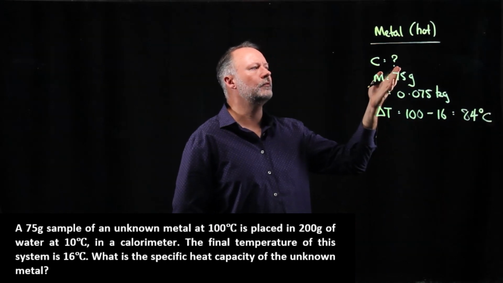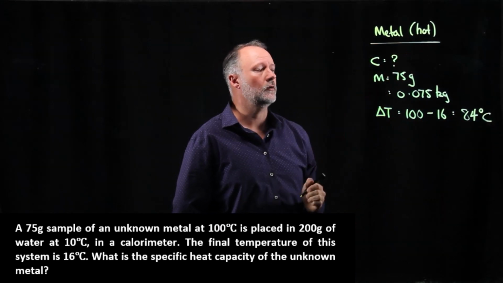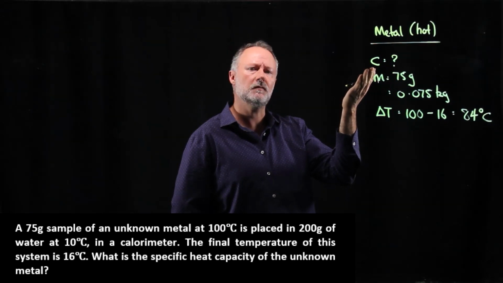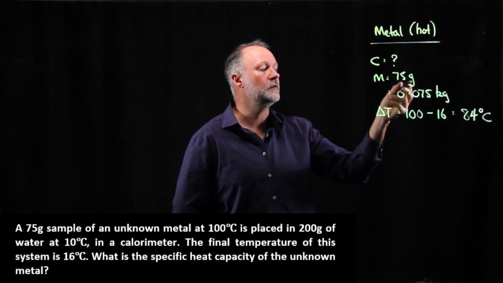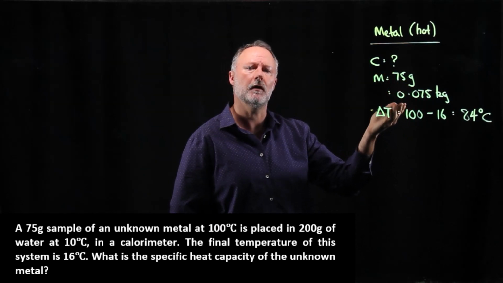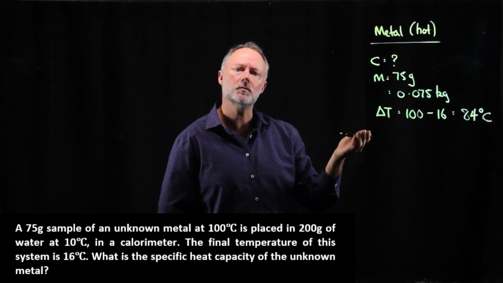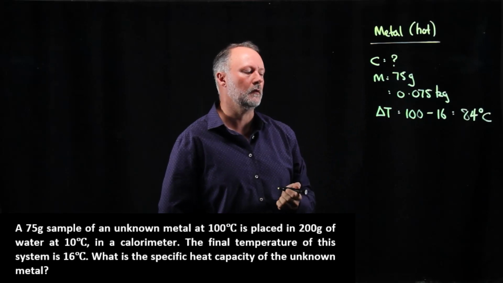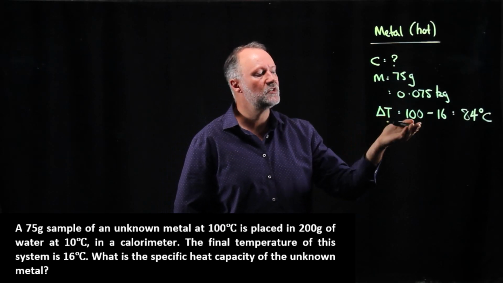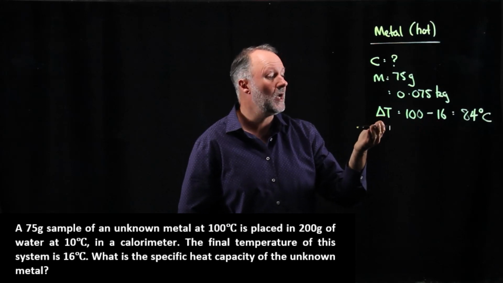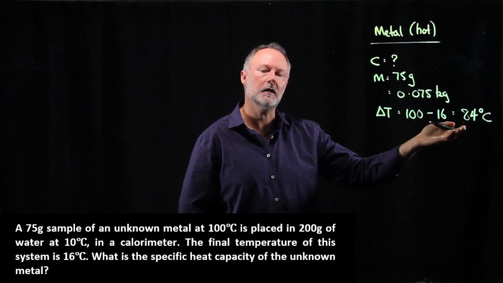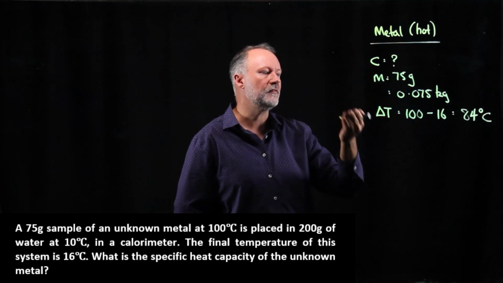So from the unknown metal's perspective, which is starting as a hot object, we're trying to find its specific heat capacity. We know its mass to be 75 grams, or if we divide by 1,000, 0.075 of a kilogram. And of course, the equation we're going to use requires the mass to be in kilograms. Its change in temperature, it starts at 100 and it cools down to a final temperature of 16 degrees, which gives me a change, delta T, of 84 degrees Celsius. That's the information for our metal.